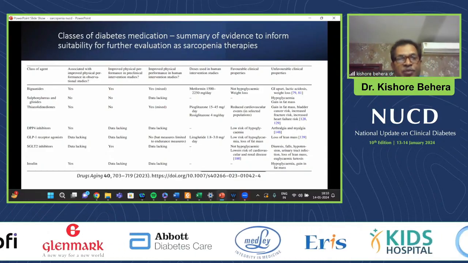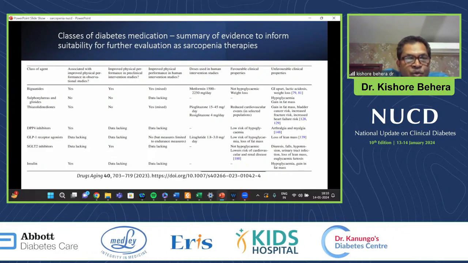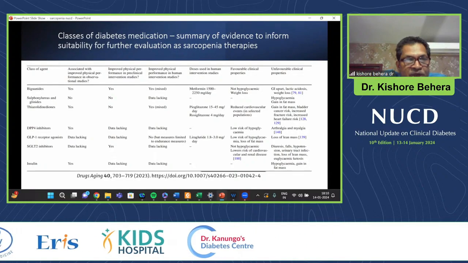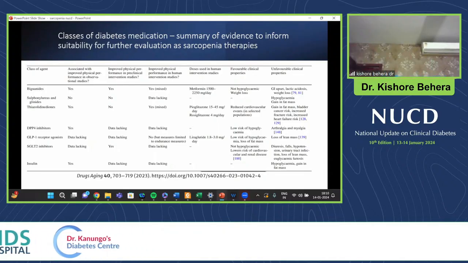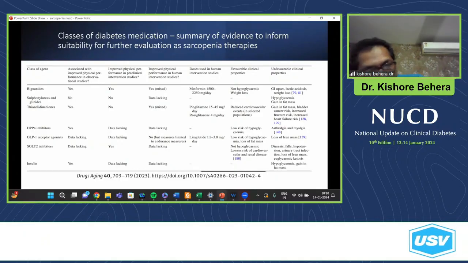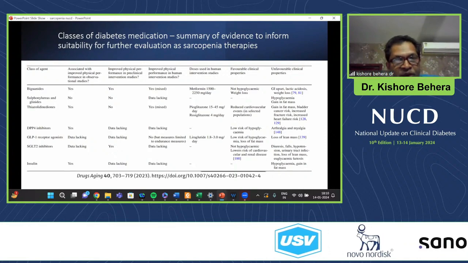And you can see there are various drugs which are used. We can see the association with improved physical performance in observational studies, probably biguanides like metformin and thiazolidinediones, and to some extent DPP-4 inhibitors have some effect, and insulin has got some effect. Otherwise, there are no other drugs.